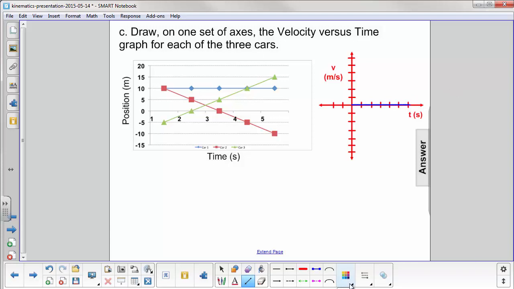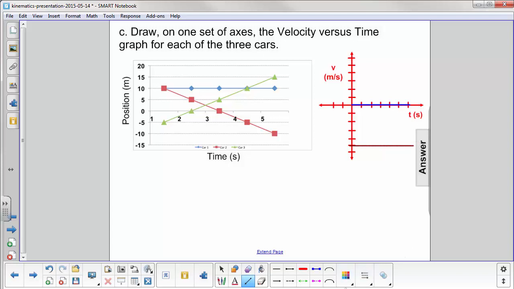Now let's do car number 2. So that's a red color, or kind of like an off red. We found out that that was negative 5 meters per second. And it was a constant negative 5 meters per second because the slope of the line stays the same no matter where you are on that line. So that's 1, 2, 3, 4, 5 meters per second, and that's car number 2.